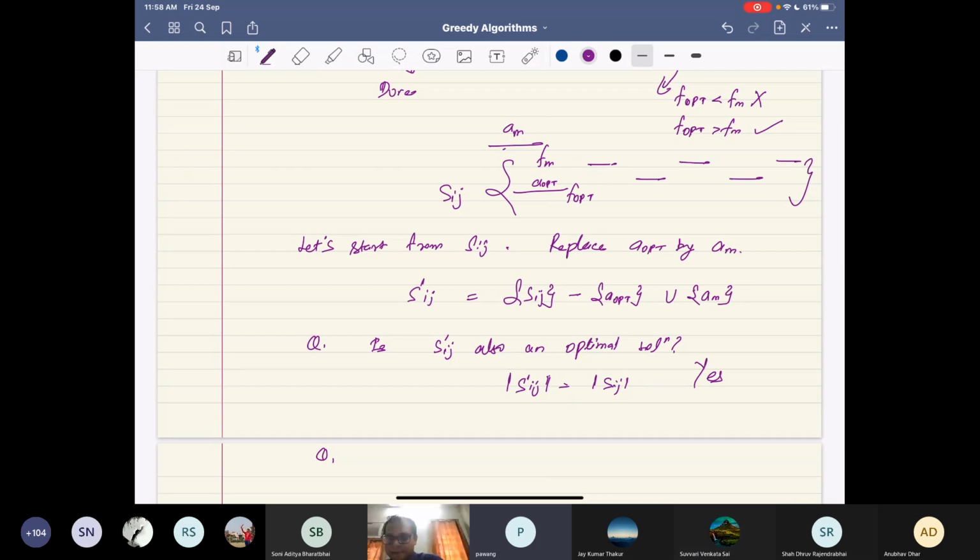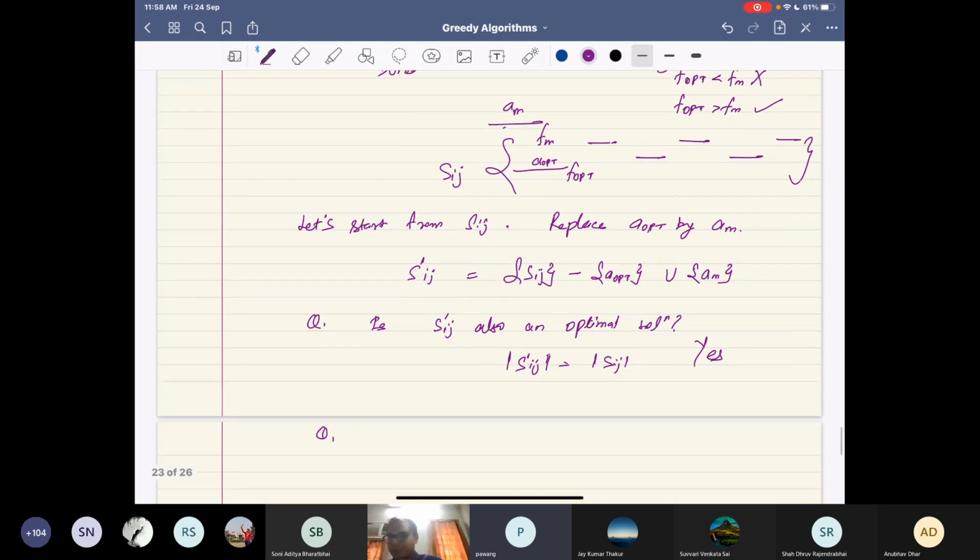I have to ask another question, then I'll come back to your question. The second question is, for it to be an optimal solution, or for it to be a valid solution, it should be compatible. Okay, is S prime ij also a compatible subset?